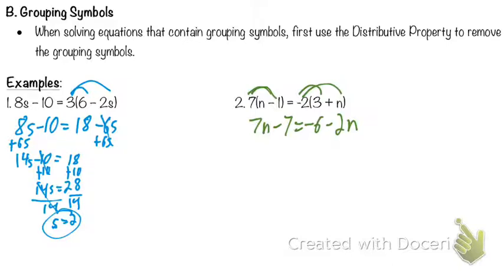Haven, what would you rather do? Subtract 7n or add 2n? You were supposed to do your problem already. So it shouldn't be an issue. Subtract 2n. Okay? Brady, would you rather subtract 7n or add 2n?